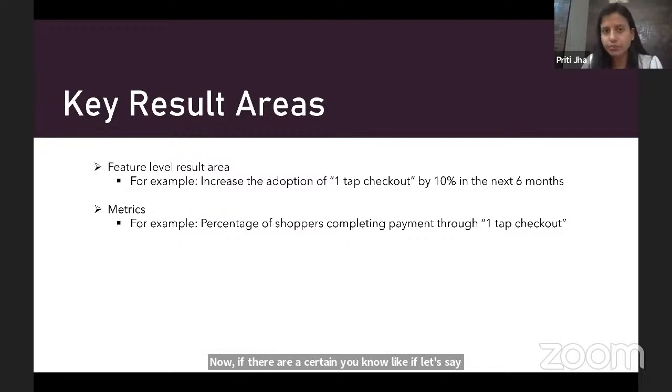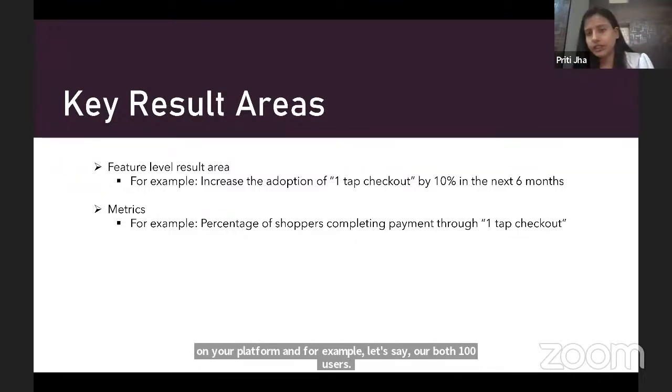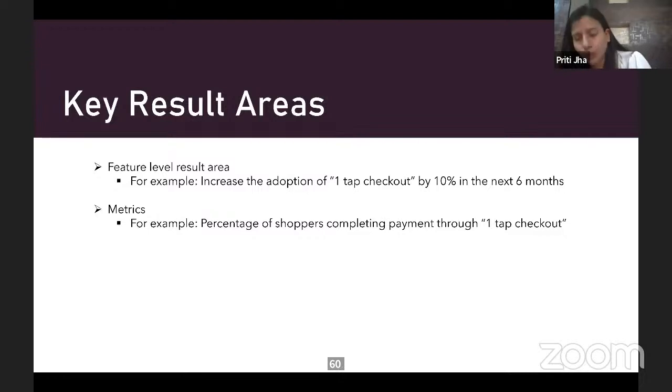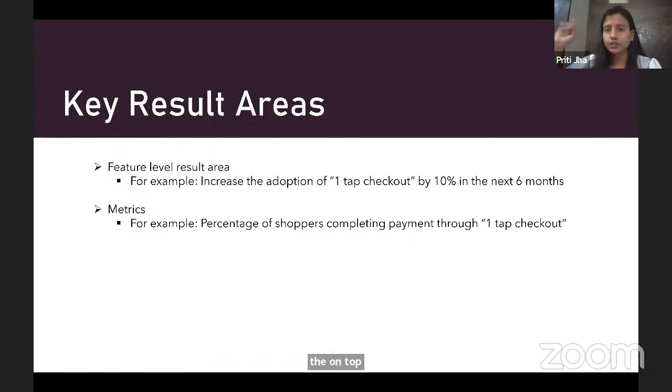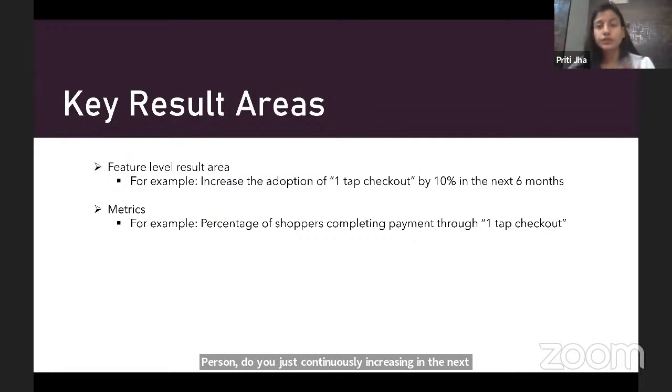Let's say on your food delivery app, where you implemented this one-tap checkout, you have 100 users coming onto your platform. And let's say out of those 100 users, 60 users are completing their payment through the one-tap checkout option. And let's say it's seeing an increasing trend, like this percentage is continuously increasing over the next 6 months. Then how is it increasing? What is the average increase rate that you've seen? And let's say if that is around 10%, or in the best case scenario even more than 10%, then you have achieved your results.